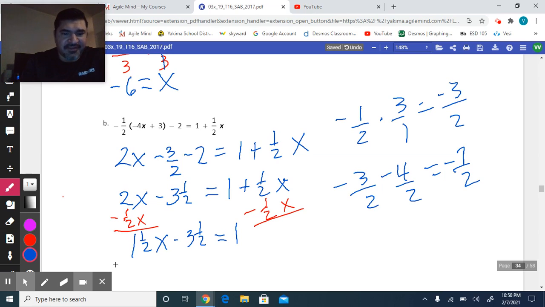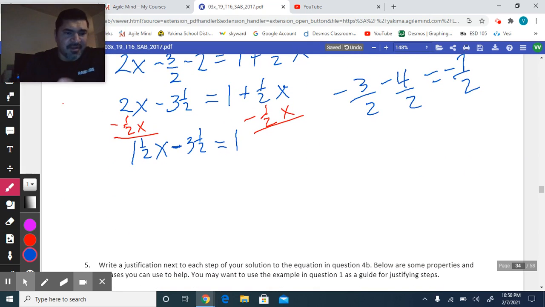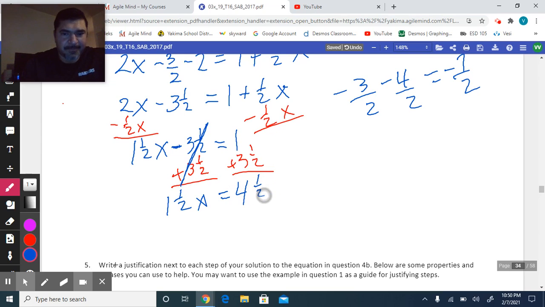Okay, I'm going to move this to the other side. Okay, here's my variable, which I want to get by itself. But first I need to move this over. So how do I get rid of minus 3.5? Well, I need to add 3.5. What I do to one side, I do to the other. So on this side, I end up with 1.5 x. This is going to eliminate itself. And I have 1 plus 3.5, which is 4.5.